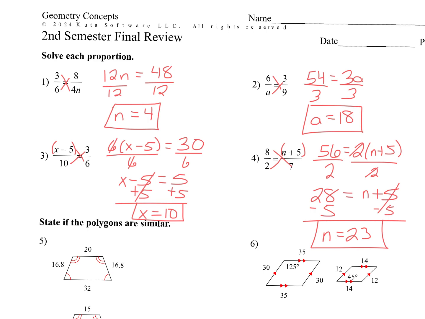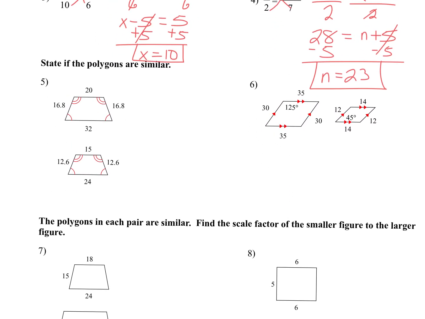Okay? Now it's asking if the two figures are similar to each other. Okay, so we have to check the side ratios and the angle measures. Okay, so I always look at the angles first. It doesn't matter if you look at angles or sides, but you want to look at both. Looking at the angles first on number 5, are they all the same? Yes, they all have the same symbols.